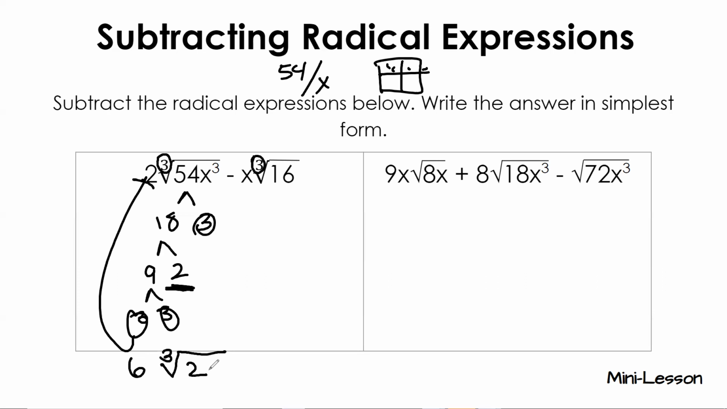Now we've got this x to the 3rd. That's a 2 at the bottom. Sorry, I have to remember to raise that up. So now we've got our x's. We want to make a group of 3. How many groups are we going to have? 1. We're going to pull that x to the outside. So it's going to be 6x cubed root of 2.